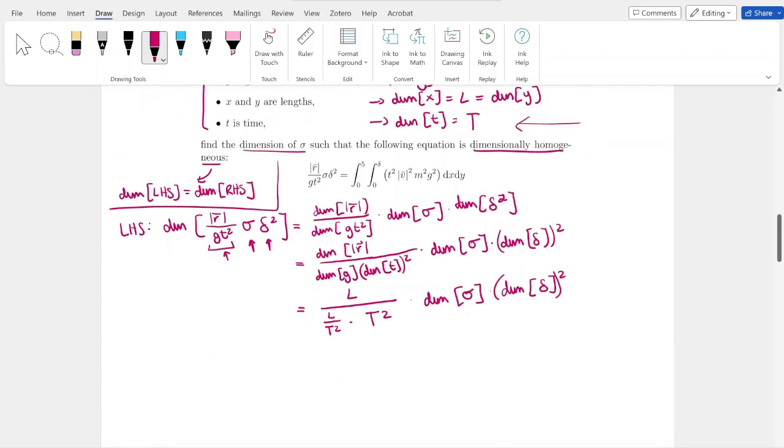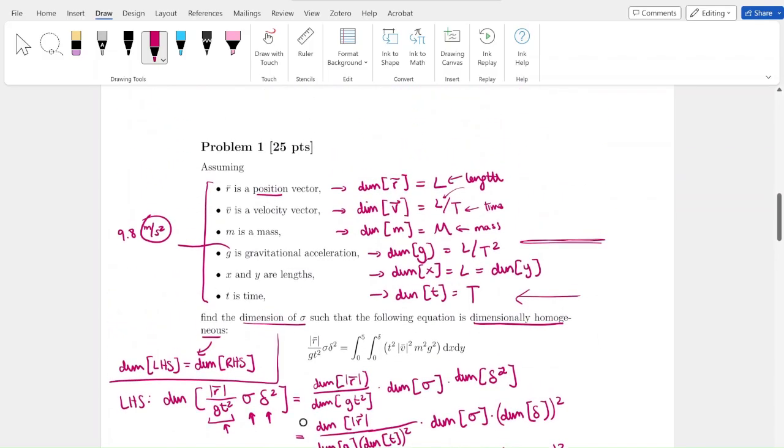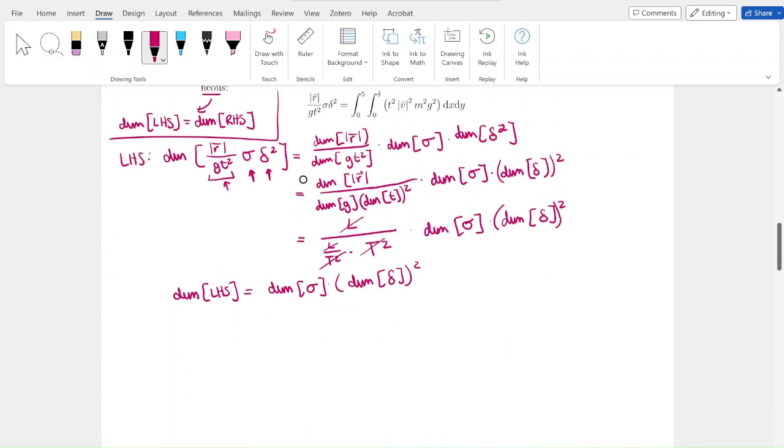So this simplifies down, so the t squares cancel, and then the l's cancel. So we really just have on the left hand side, the dimension of the left hand side for now is going to be equal to the dimension of sigma times the dimension of delta squared.